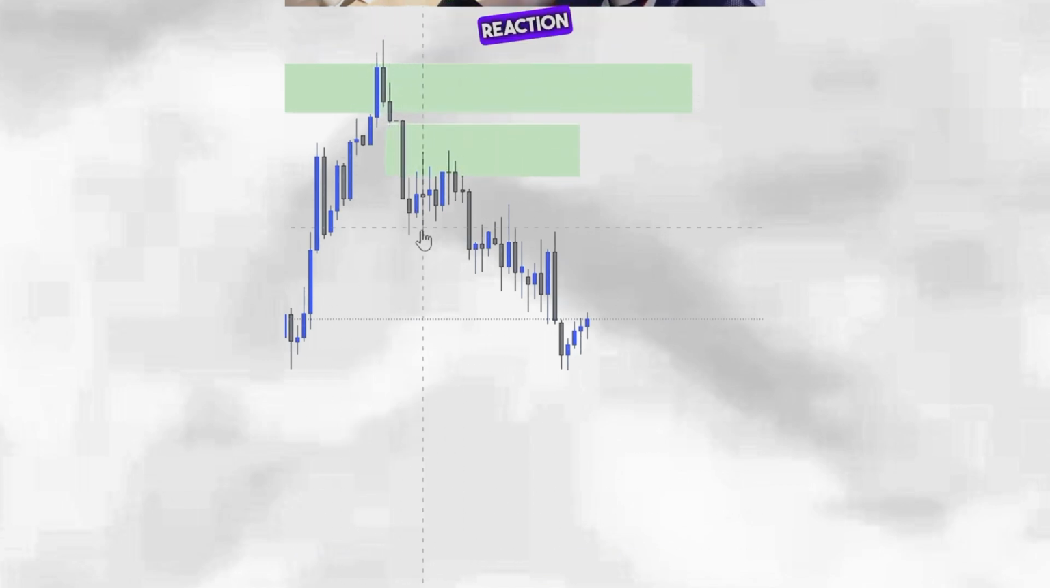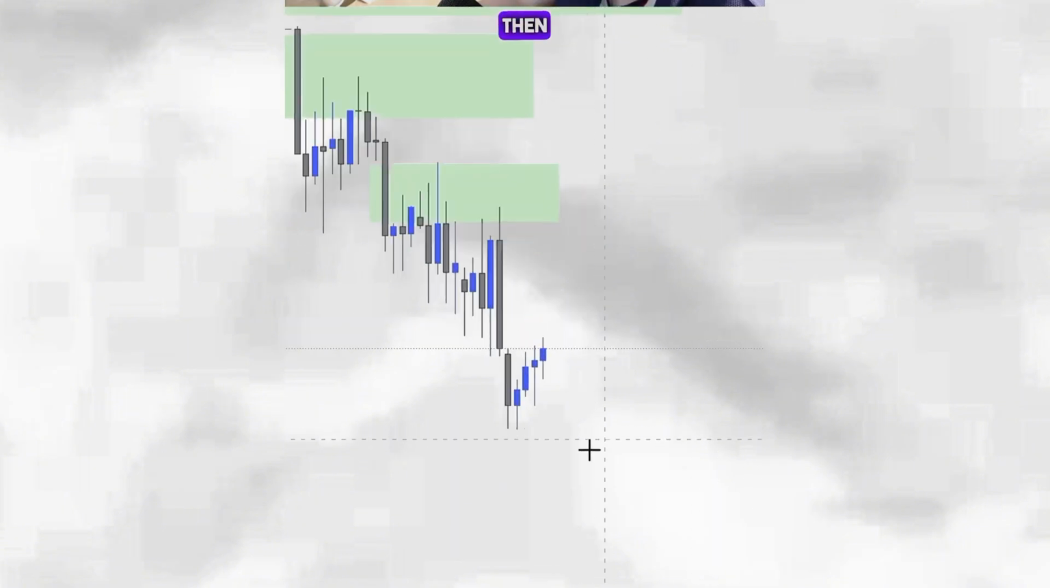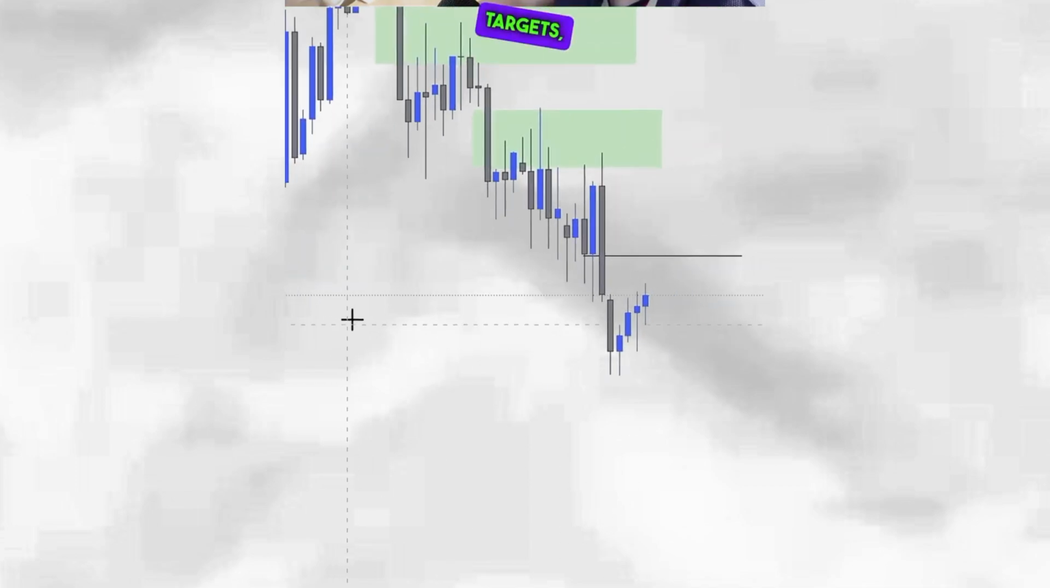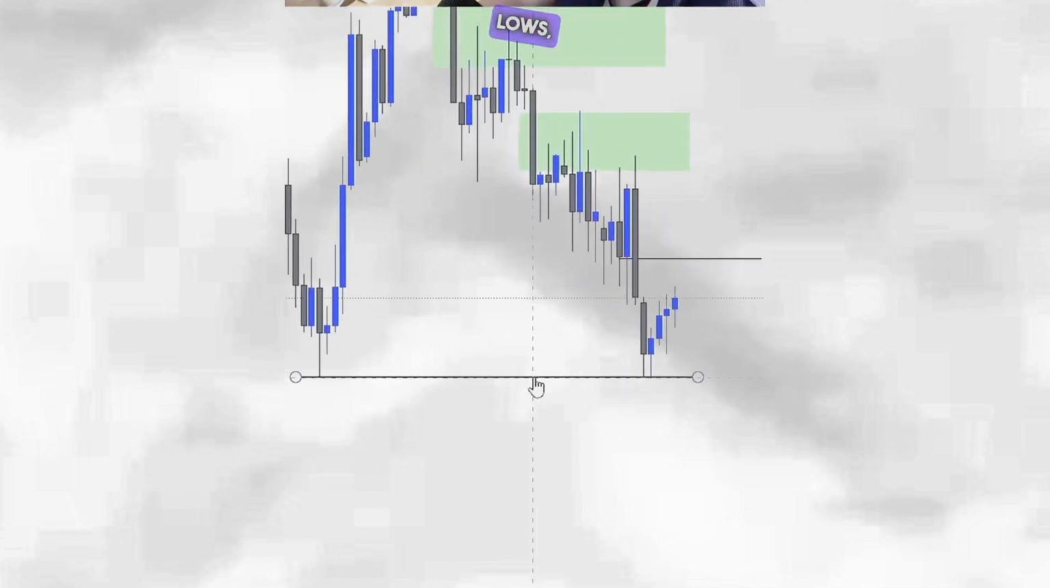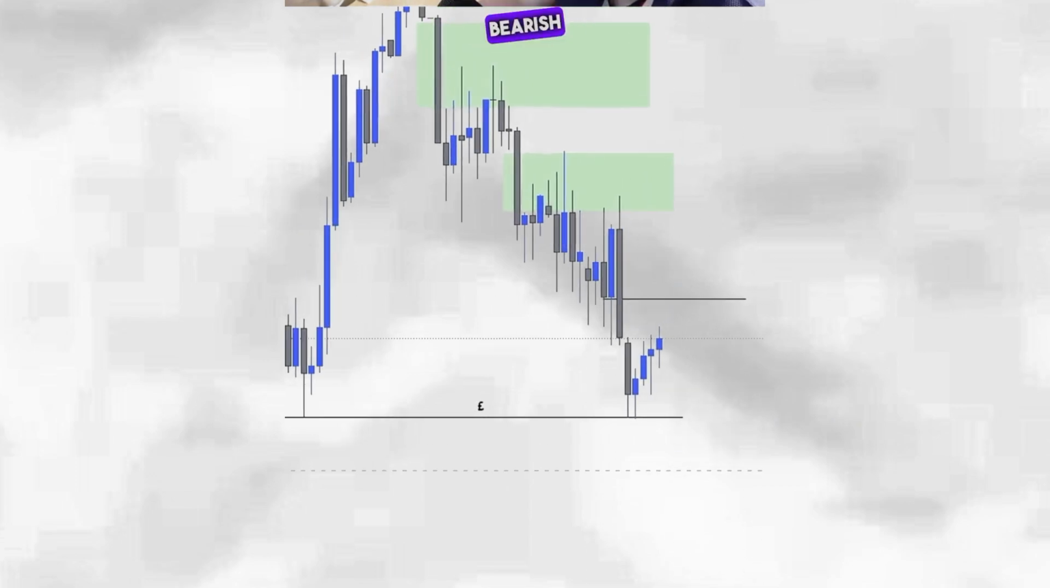You can see the reaction that we've had from that weekly imbalance, which is here. We've created another sell side imbalance. We've then created another sell side imbalance right here. And then most recently, we have got this daily order block. And in terms of targets, we can see clear equal lows, which signifies liquidity. For me, this is extremely bearish, and I've utilized that starting from the higher time frame.